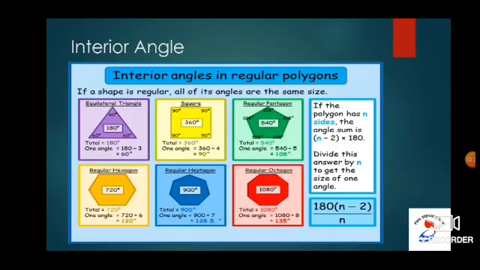Now it is interior angle. So, interior angle in the regular polygon. First we will take the equilateral triangle. The sum of all the angles of a triangle is 180 degrees. If it is an equilateral triangle, all three angles will be of the same measurement. So 60 plus 60 plus 60, that is 180.